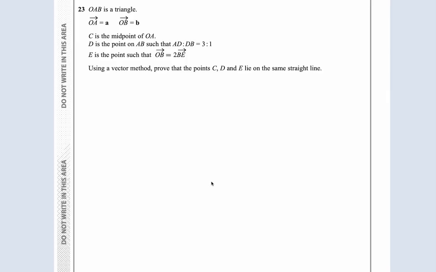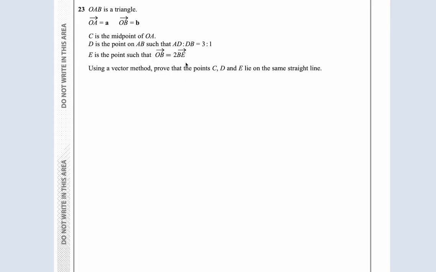Question 23. Okay, vectors. I know it's vectors because of this little arrow here. OA is a and OB is b. C is the midpoint of OA. D is the point on AB such that this equals this. E is the point such that OB equals 2BE, right?